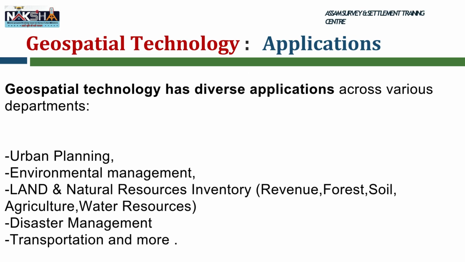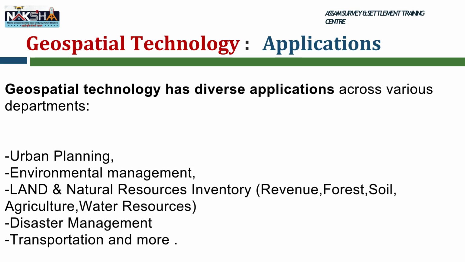Now that we know what geospatial technology is, let's look at its applications. Geospatial technology is not limited to maps. It is a decision-making tool used in many departments and sectors. Some important applications are: urban planning helps design better cities, roads, drainage systems, and housing layouts. For example, city planners use GIS to decide where new schools, hospitals, or roads should be built.